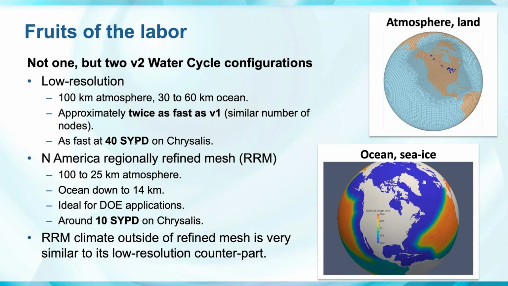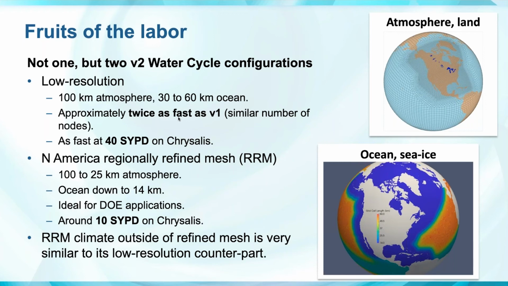So now coming on to the end result of that V2 development, we'll have not one, but two water cycle configurations. We'll have the low-res configuration with grids similar to what we had in V1, 100 kilometer atmosphere, 30 to 60 kilometer ocean. And that model is approximately twice as fast as V1. And this is comparing us on the same machine with a similar number of nodes. So this is really real. This is not just a better machine.